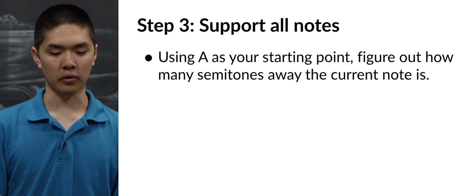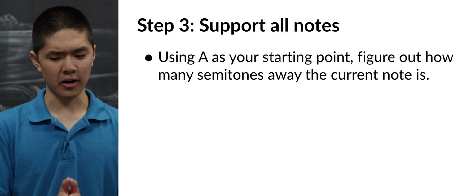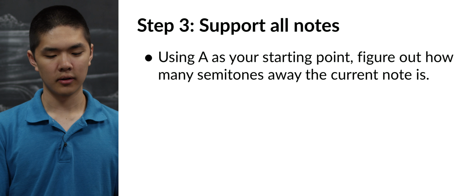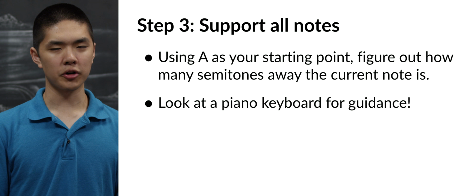And finally, once we've supported A sharp and A flat, the last step is going to be to support all different kinds of notes, where we'll use A as our starting point and figure out how many semitones away various notes are. And if you take a look at a piano keyboard, you should be able to figure this out. If you remember which note has which letter, you should be able to calculate how many semitones away B is from A, how many semitones C is away from A, and as well for all of the other notes that appear on the piano keyboard.